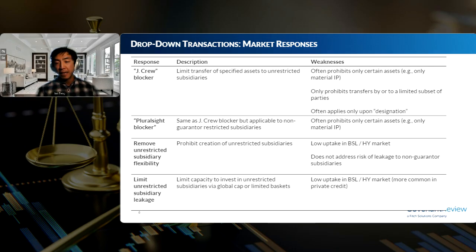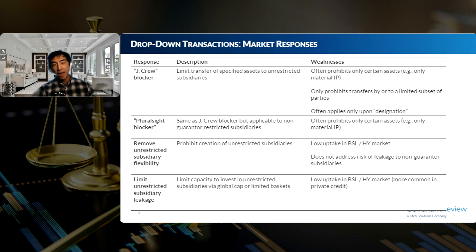Another question is, please, can you explain the upon designation point again? Absolutely. So the blocker can be drafted a number of ways. It can be drafted as a universal rule where you cannot transfer, let's say, material IP at any time to any unrestricted subsidiary. And you can draft this any number of ways. You can say unrestricted subsidiaries are simply not allowed to own material IP, or if they acquire material IP, they must be redesignated as restricted. You can do all those things, but it's essentially a rule that applies at all times. You can also have a blocker, however, that is only tested once. And in many cases, it's upon designation.